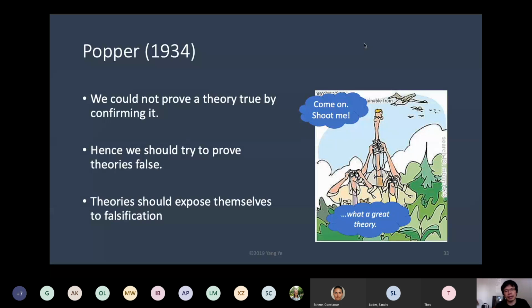So Popper said that basically it's impossible to prove a theory true, right? If we keep observing white swans, we can never prove the theory to be true, because you never know whether there's a black swan out there, or whether there will be a black swan in the future. So instead of proving a theory true, we should try to prove theories false. Okay? And good theories should expose themselves to falsification.